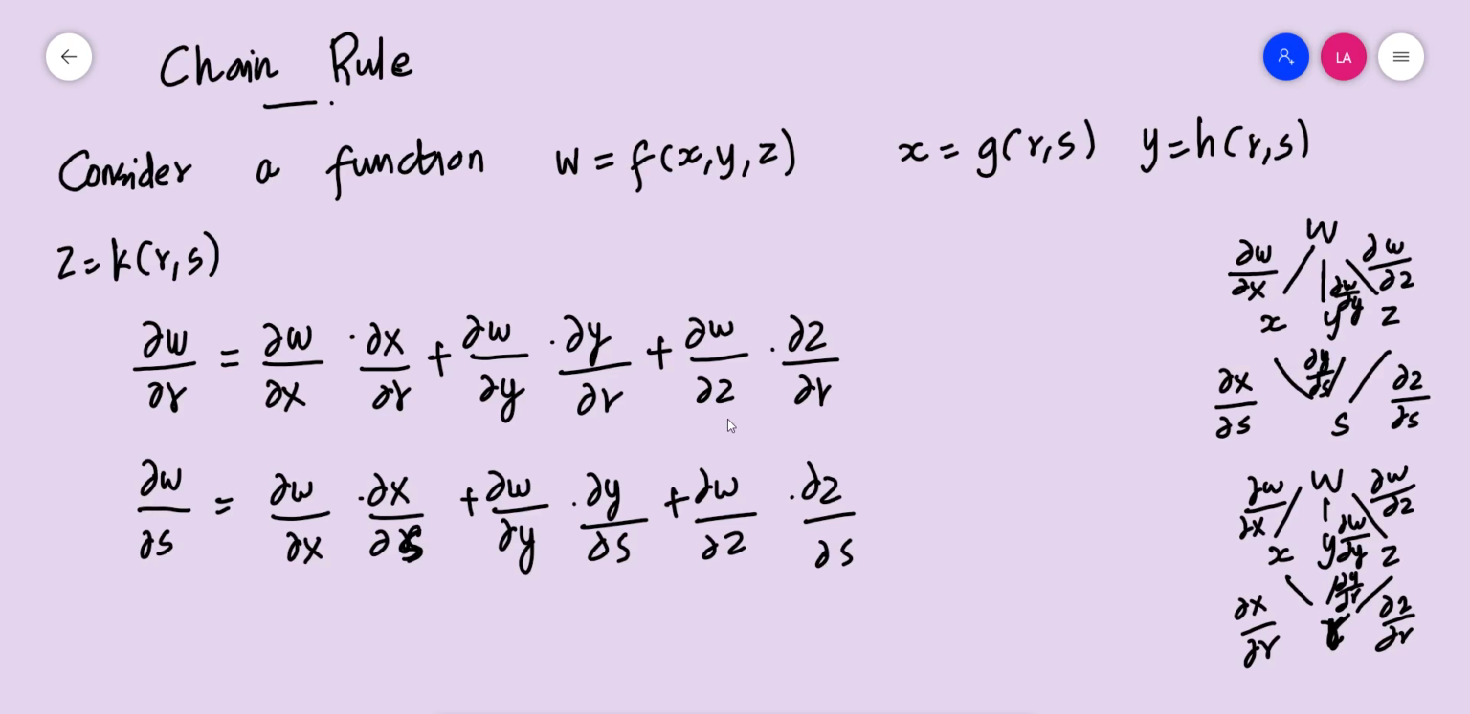So this is how we find the chain rule, or the partial derivative, of w with respect to r and s. Now, even if there are more variables than r and s, we can do the chain rule with respect to more than these three variables as well.